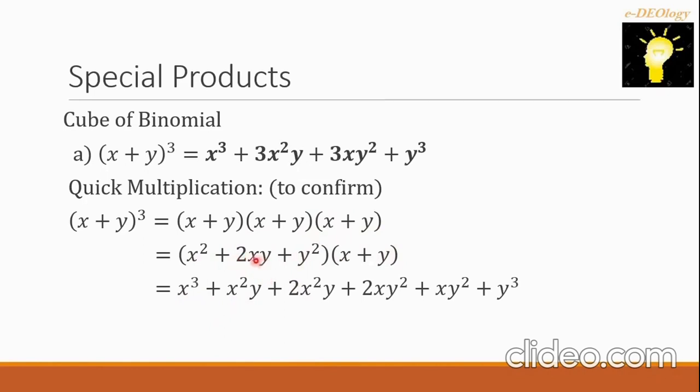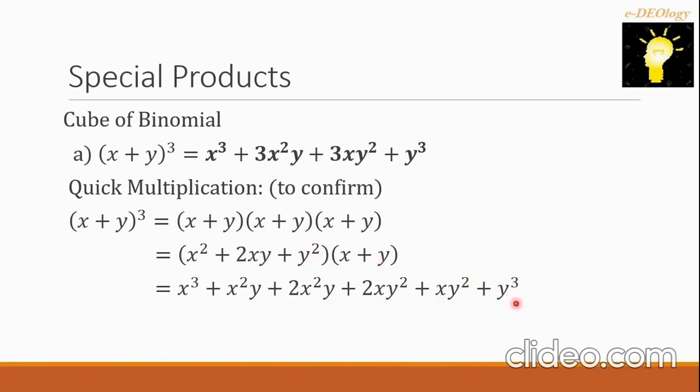Let's have this 2xy multiplied by x. We'll get this 2x squared y. This 2xy multiplied by y, we'll get this 2xy squared. And the last term for the trinomial y squared times x, we have the y squared x, or we can write like this, xy squared. And then the y squared multiplied by y, we'll have this y cubed.